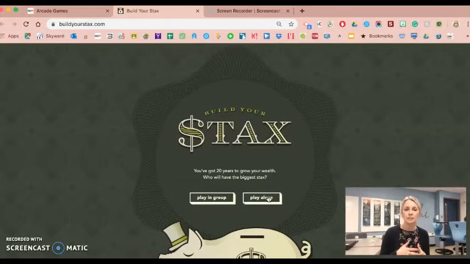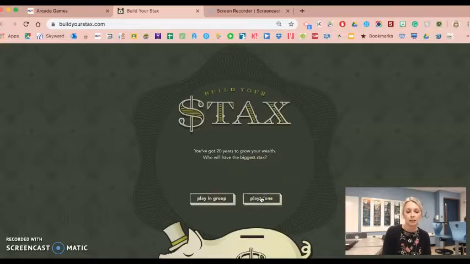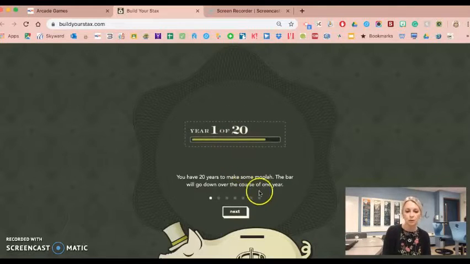if you're a little nervous about how the game is rolled out, have them play alone once. So they can play an individual game, which would be 20 minutes of just them versus the computer. And then you could play as a whole class where the whole class competes against each other. So if I click on the play alone game, it's going to give them directions as they go through.